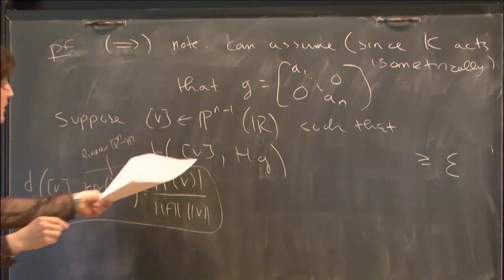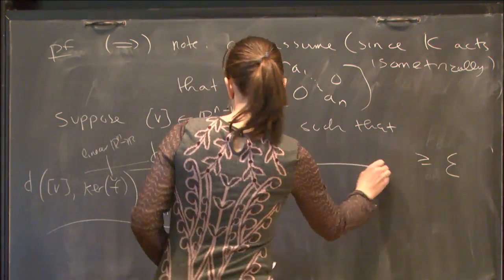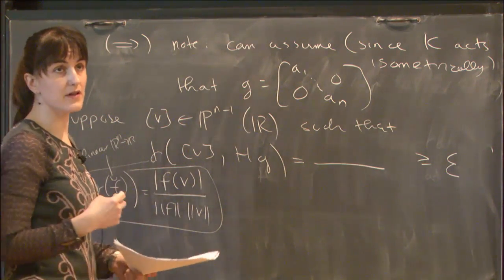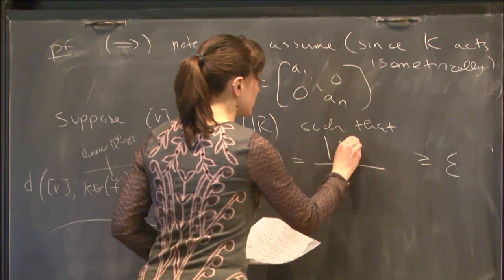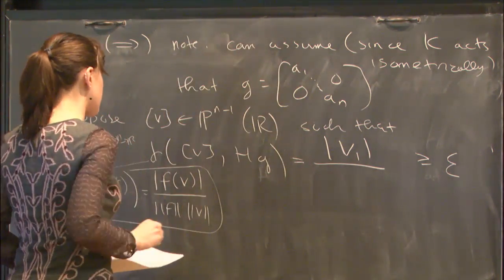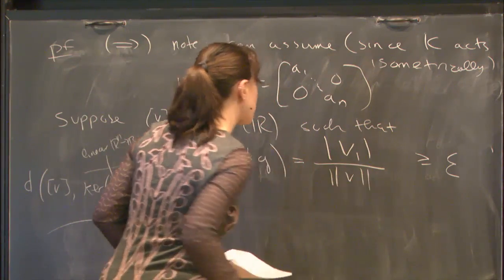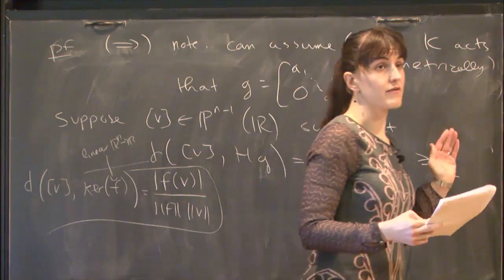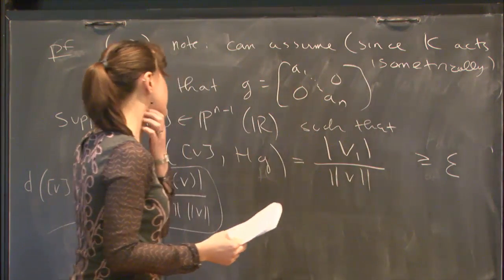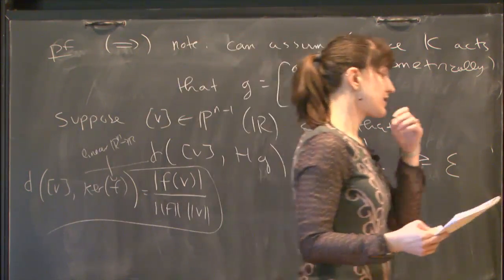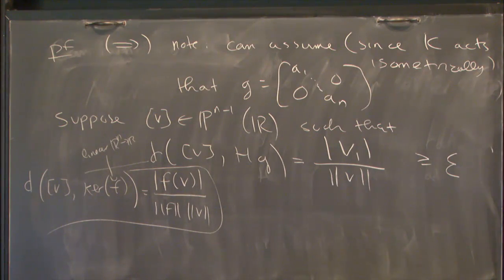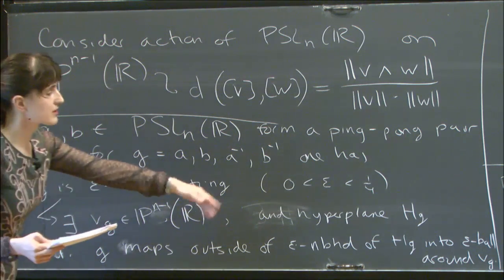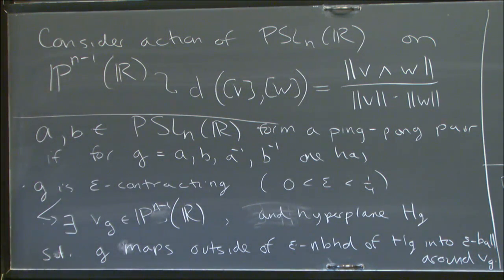So here f(v) in this case is just going to be the first coordinate of v, which I'm going to call v1, and then over just the norm of v. So that's what it means for v to be outside the epsilon neighborhood of Hg. This is what we're given, and now we want to show that G maps v into the epsilon ball around Vg.